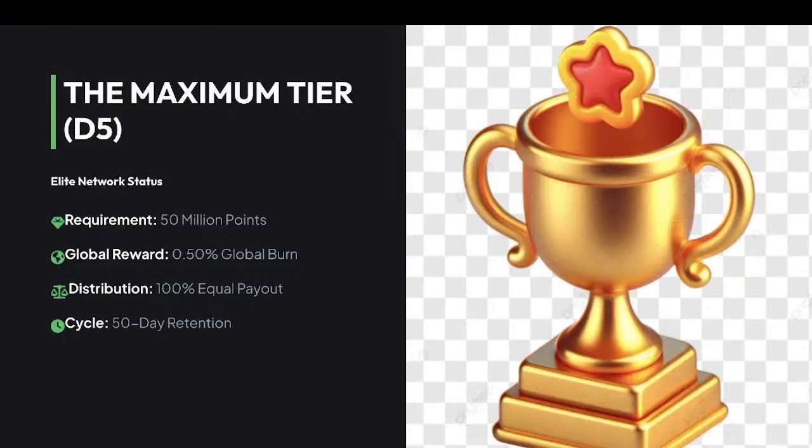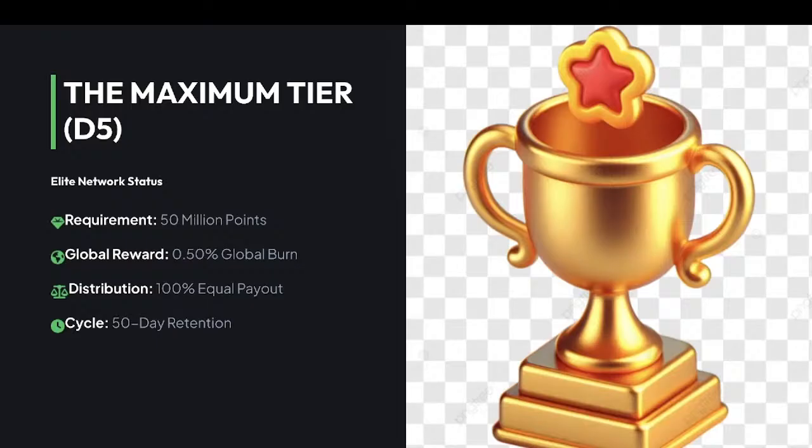While half a percent may sound smaller than the 4% at tier D1, you must remember the context. The D1 pool is shared by thousands of early users, right? However, the tier D5 pool may only be shared by a handful of elite leaders worldwide. Therefore, the actual payout per person at tier D5 is exponentially higher than any other tier.